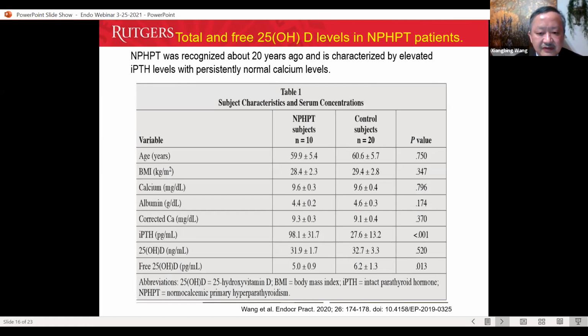We matched both groups by age, BMI, and also by serum calcium and albumin. The only difference is that the PTH in this group of patients is much higher. But to our surprise, because the total vitamin D in these patients is more than 30, they suggest the patient has vitamin D sufficiency. But our data show that in this kind of patient, the free vitamin D is about 20% lower than the control.